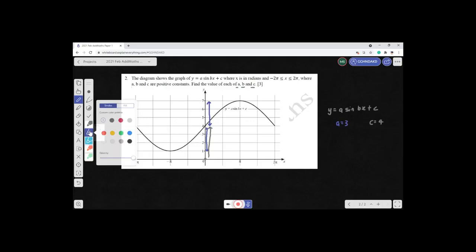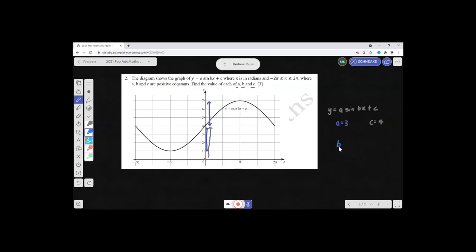So if we continue to find the answer for the b, if you can see in this one cycle, usually b is how we calculate the period. To calculate the period, we use 2 pi divided by b. But what is this period? This is not even one period of the sine. One period of the sine will continue and sketch until here. It will reach 4 pi.